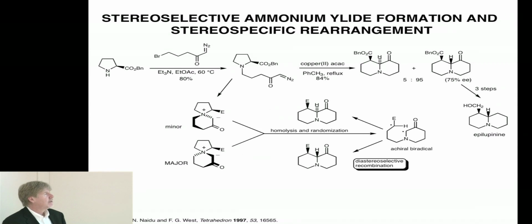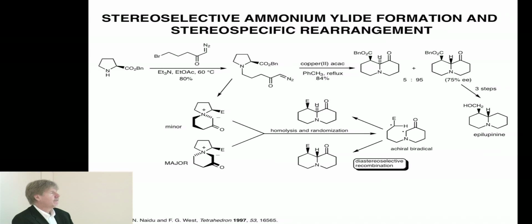And that, I think, would come from the idea that when we break this carbon-nitrogen bond to generate a radical pair, if that biradical has any lifetime, it can relax, it can randomize by bond rotation to give us a biradical that no longer remembers what ylide it came from or what the original configuration at this ester substituted carbon was. Because look, this is completely achiral.